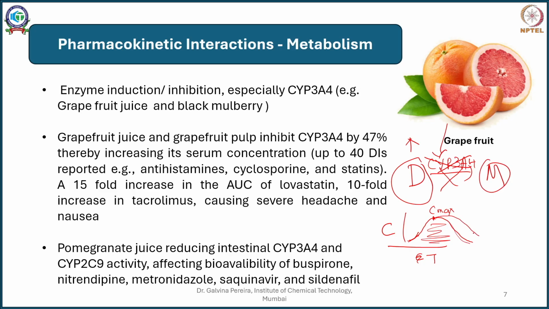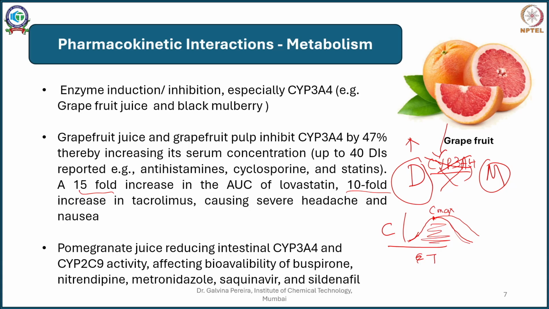So there it was observed that a 15-fold rise was observed in the area under curve of lovastatin, and a 10-fold rise was observed in the case of tacrolimus. Especially in the case of tacrolimus, this led to severe headache and nausea. Now pomegranate juice is also one of the important juices which affects the metabolism.